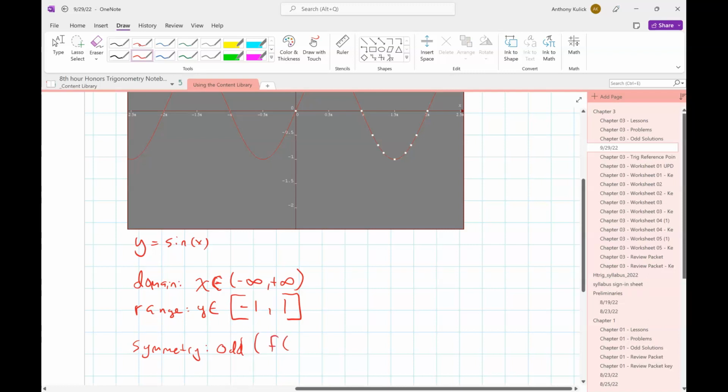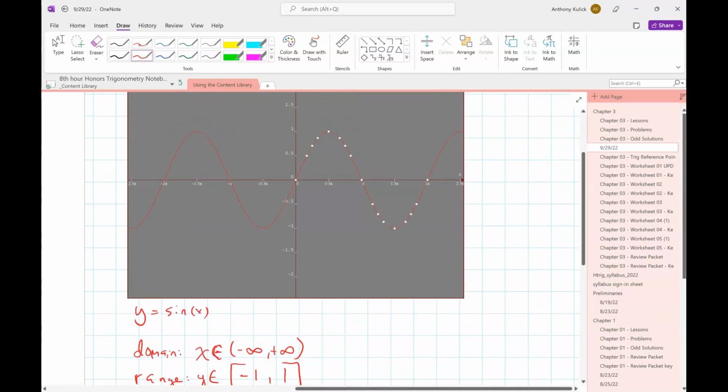And then to show something was odd, just as a reminder, f of -x should equal -f of x. And then continuity.